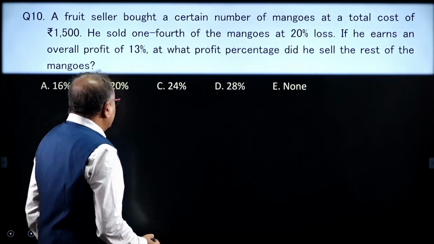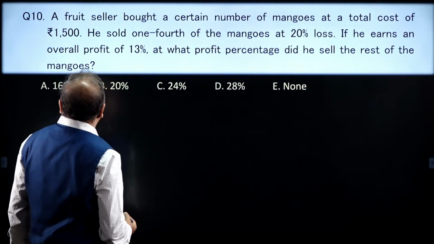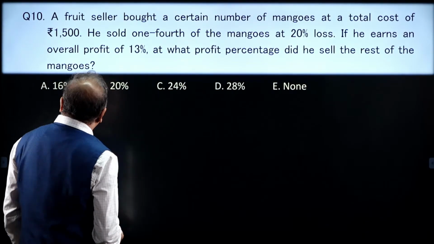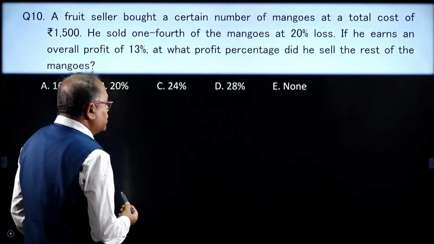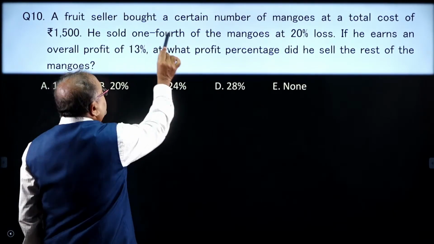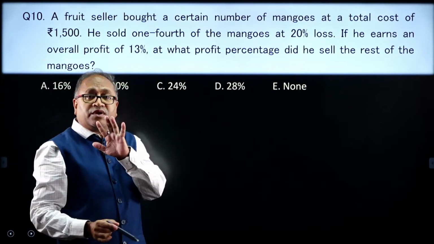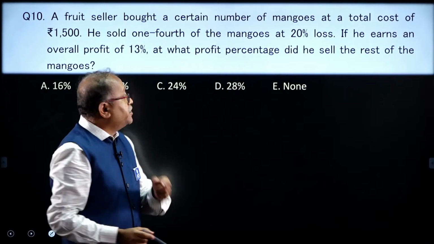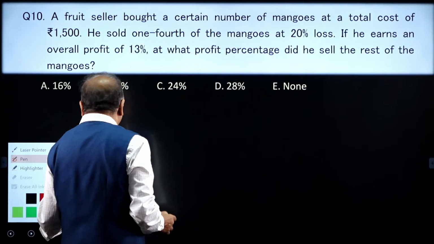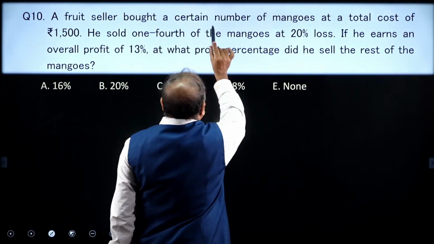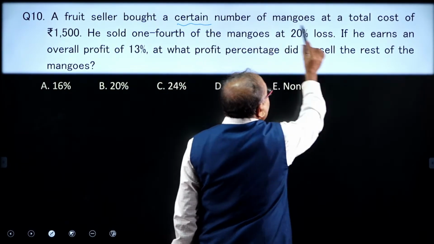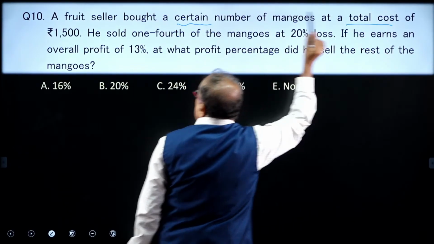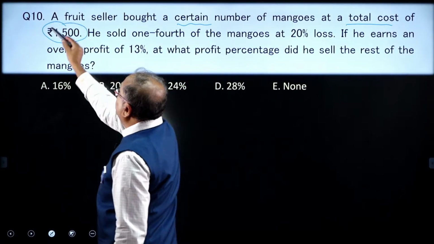Fine. So, let me move on to question number 10. What is there in this question? A fruit seller bought a certain number of mangoes, I do not know what number, at a total cost of rupees 1500. This type of question frequently comes, my dear friends.